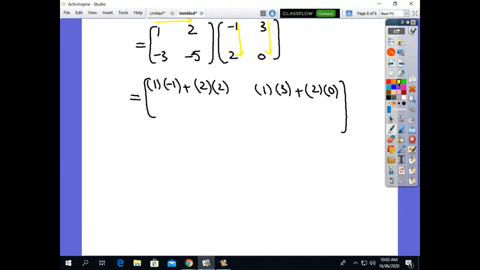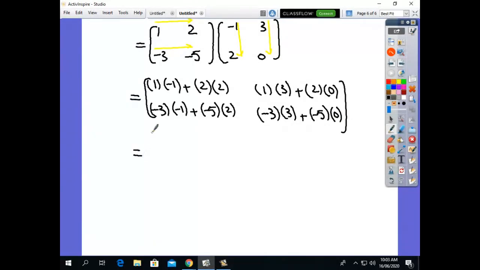Now we multiply the second row with the first column, that is -3 multiplied with -1 plus -5 multiplied with 2. Similarly, -3 multiplied with 3, that is the second row with the second column, plus negative 5 multiplied with 0.